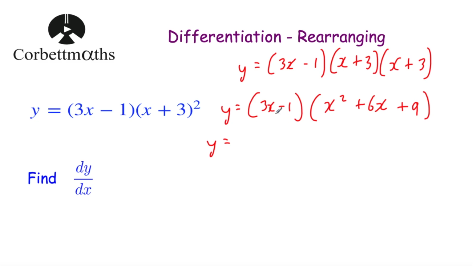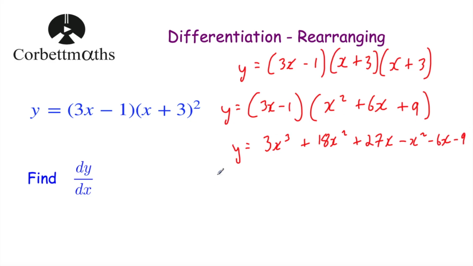So y is equal to, 3x times x squared is 3x cubed. 3x times 6x would be plus 18x squared. And 3x times 9 would be plus 27x. So we've multiplied everything by 3x. Now we want to multiply everything here by negative 1. So negative 1 times x would be minus x squared. Negative 1 times 6x would be minus 6x. And negative 1 times 9 would be minus 9. So we've expanded the brackets.